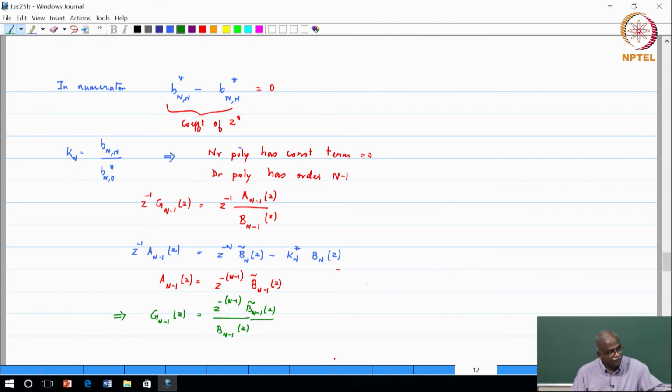Sir? Yeah. The second last equation. Yes. Is that how you are defining it, or which one? The An minus 1 of Z equals Z? No, you actually have to verify.